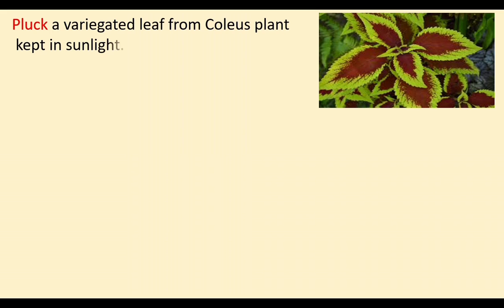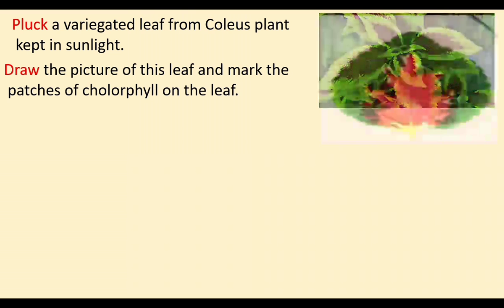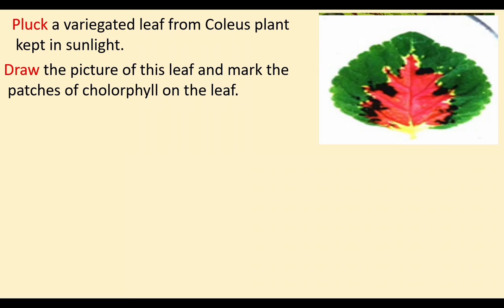Let us see an experiment. This plant shows variegated leaves. The chlorophyll is not uniformly distributed in the leaves. Pluck a variegated leaf from a Coleus plant. Keep it in sunlight. The plant is kept in sunlight. From the plant, a leaf is plucked. Draw the picture of the leaf and mark the patches of chlorophyll on the leaf. This is a diagram of the leaf. Here the chlorophyll areas are marked.